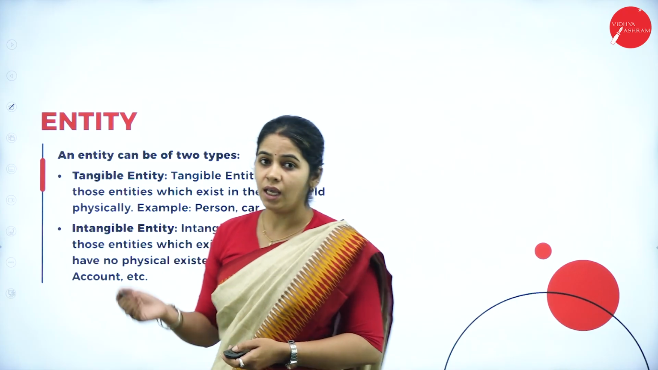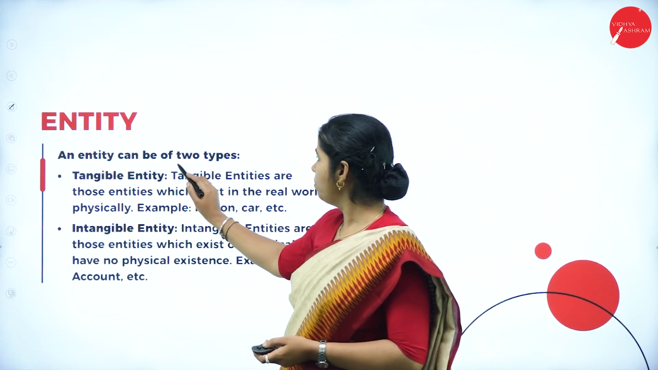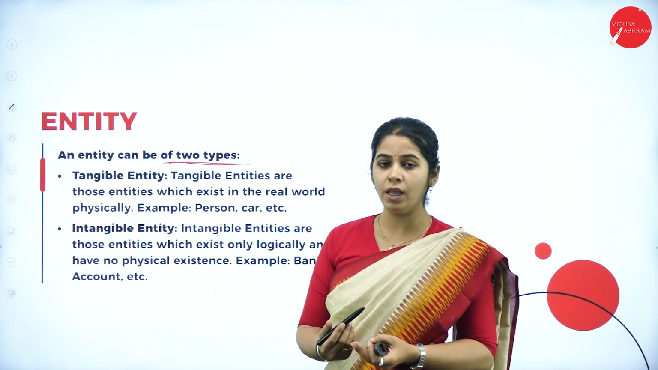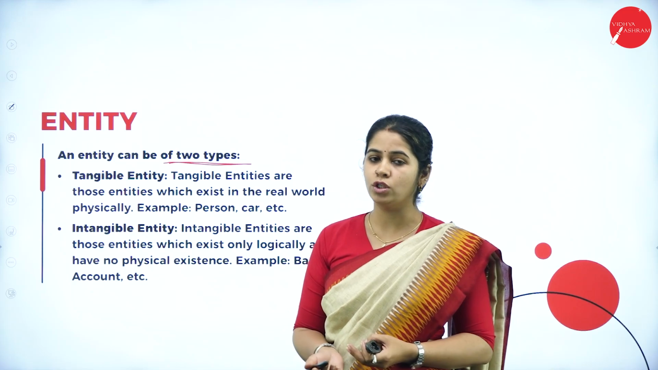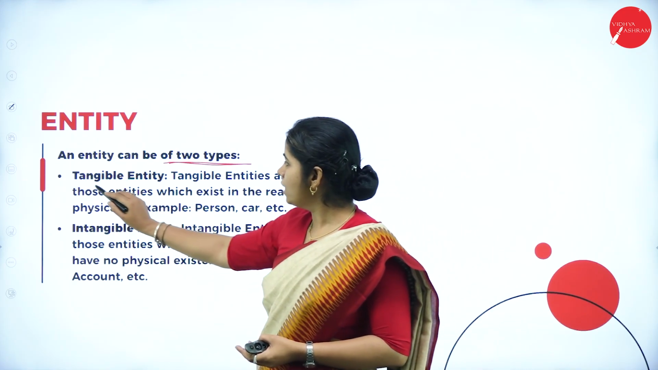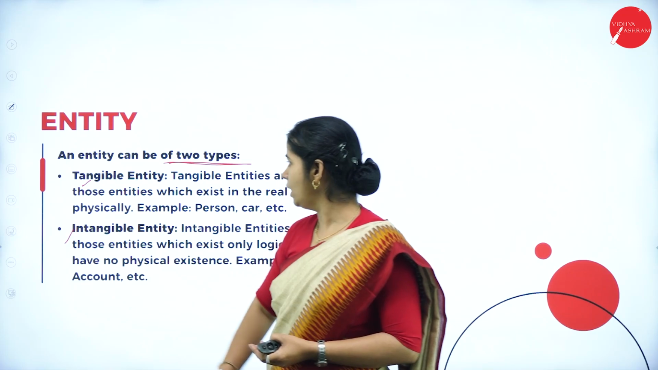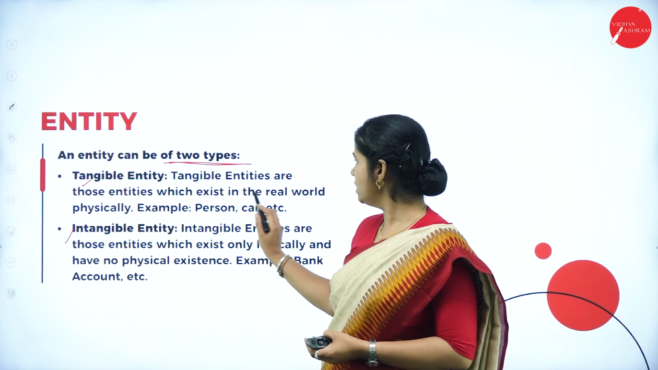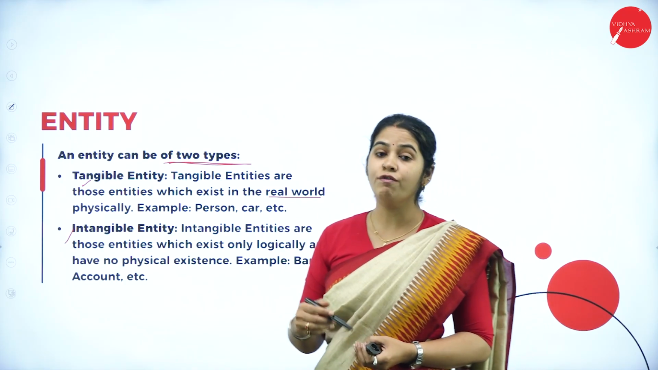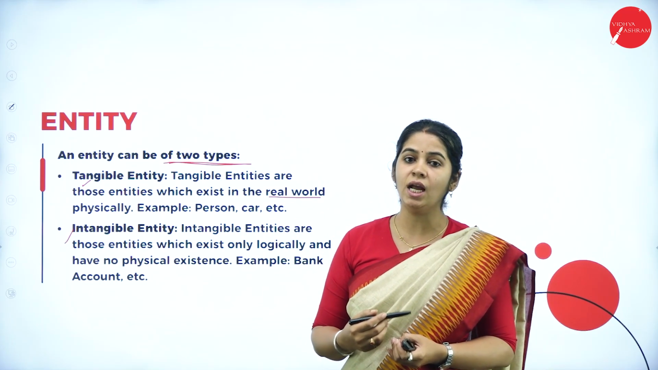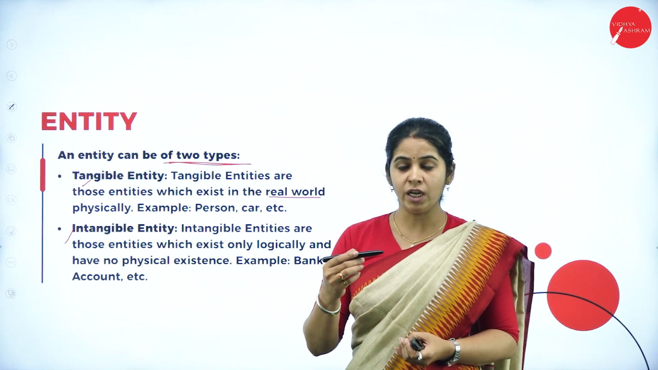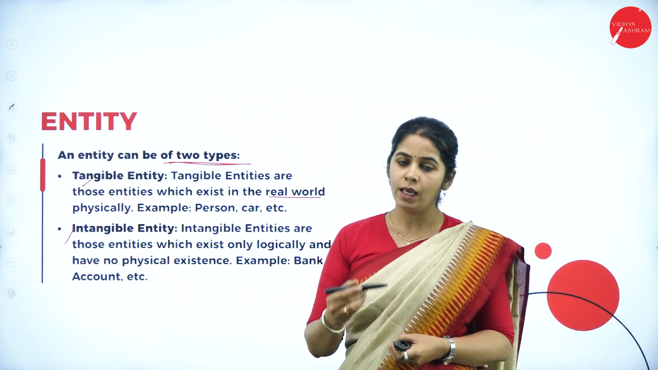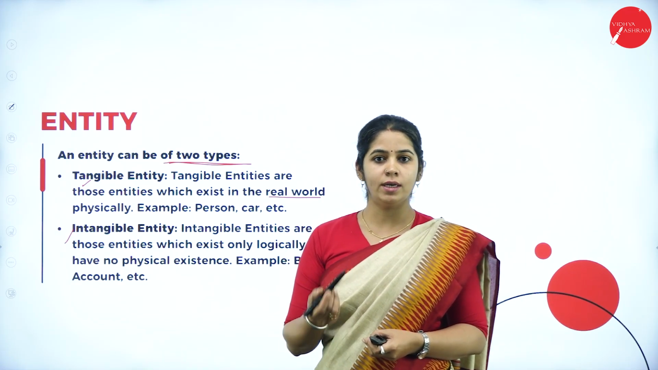Next, in the ER model, entities can be divided into two types. An entity can be classified into two types depending on the physical existence and the conceptual existence: tangible entity and intangible entity. What does tangible entity mean? The entities which exist in the real world, which have a physical existence, are called tangible entities. An object which has a physical existence is called a tangible object. Here, with respect to the database, we call it an entity.